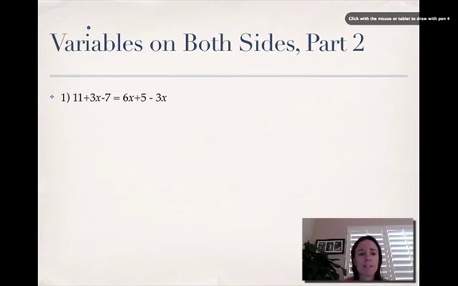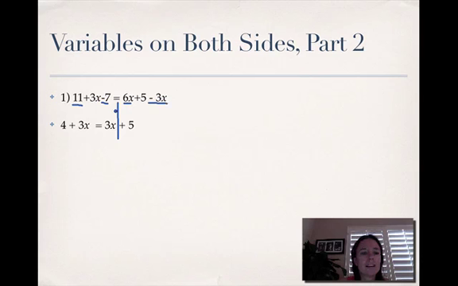Our first step here is going to be to simplify, because if you look here on the left, I've got 11 and I've got a negative 7. I want to simplify that. It's just on the left of my equals, I'm just going to add those together. And on the right, I've got a 6x and I've got my minus 3x. So I want to combine those as well.